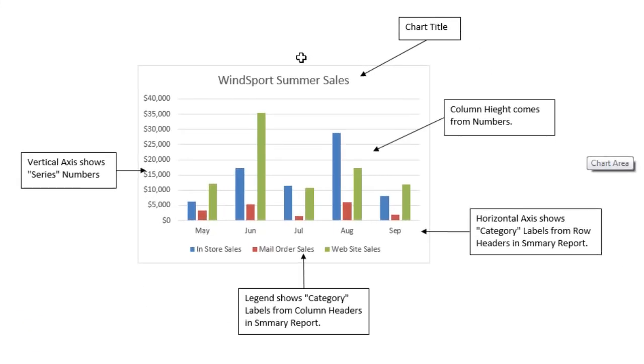Just so we're all on the same page, let's talk about chart terminology. Of course, the chart title is at the top. The numbers will always have a special name: Excel charts call those series of numbers. Then we have categories. We can have a category along the horizontal axis, in this case month. We can also have a category in the legend, a color-coded legend, to tell us what each color represents. And then, of course, for a column chart, the column height comes from the numbers.